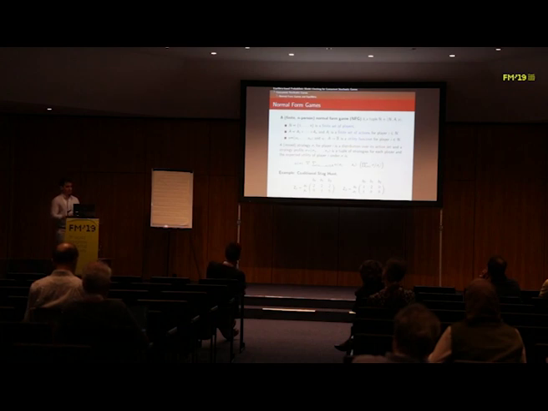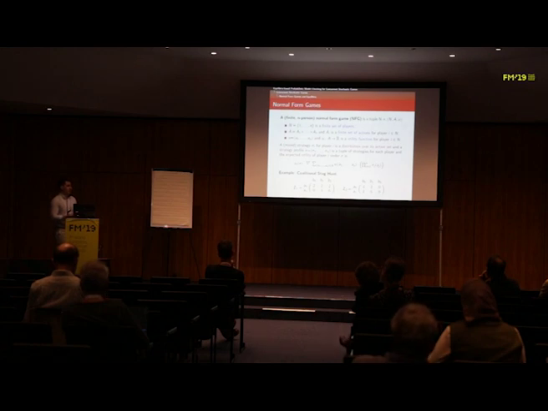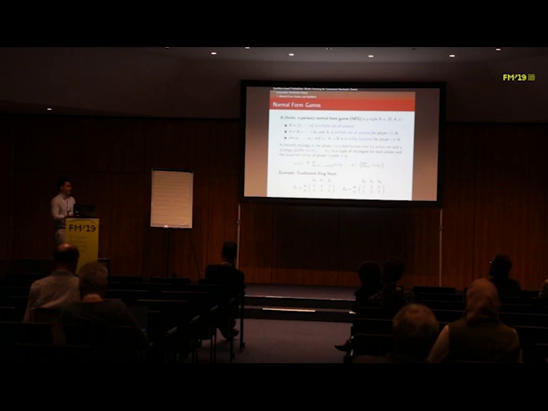And one of them is that of a normal form game. So a normal form game is defined as a tuple. You have a finite set of players, you have a finite set of actions for each player, and you have a joint action set which is composed by the Cartesian product of each individual action set. And you have a utility function for each player as well. And then you have U, which in the definition of the normal form game is a tuple of the individual utility functions of each player that maps a joint action to a real number.